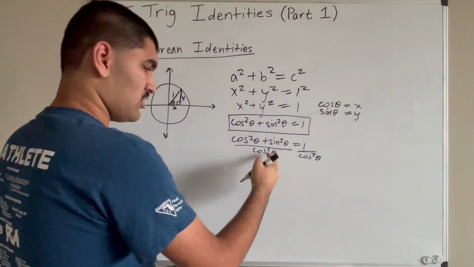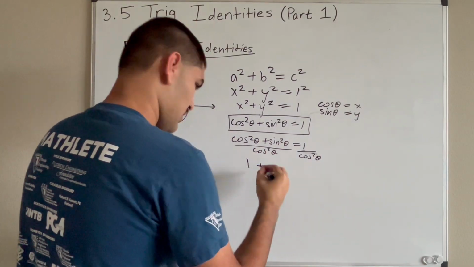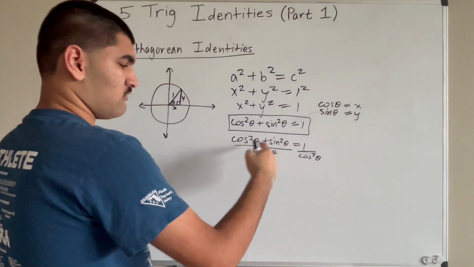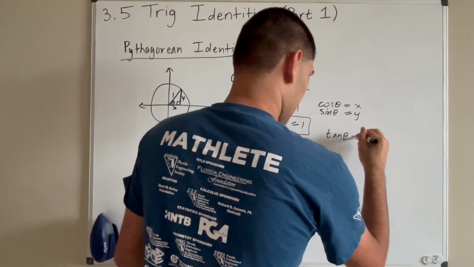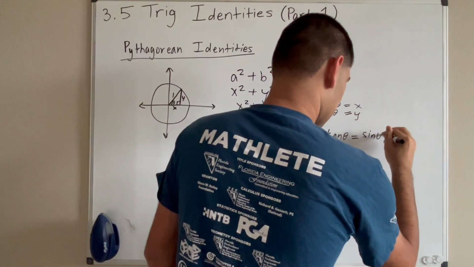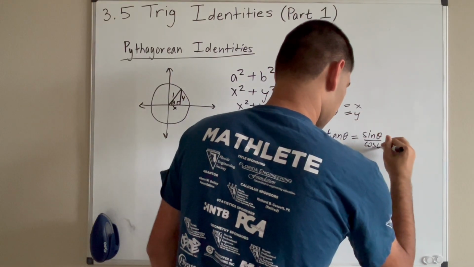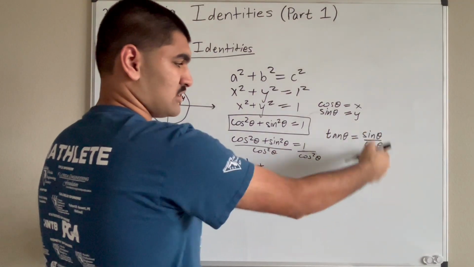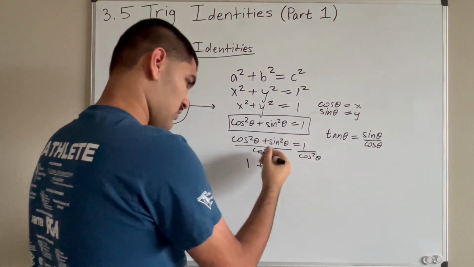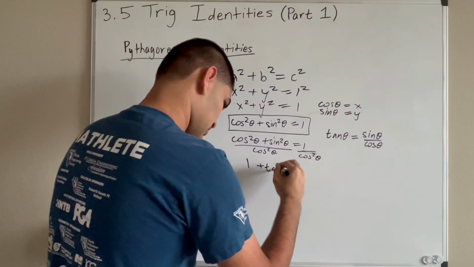So you have cosine squared theta over cosine squared theta, that's just 1. And then we have sine squared theta over cosine squared theta. So remember that tangent of theta is defined as sine over cosine, right? And so therefore tangent squared is equal to sine squared over cosine squared. So sine squared theta over cosine squared theta, that's just tangent squared theta.